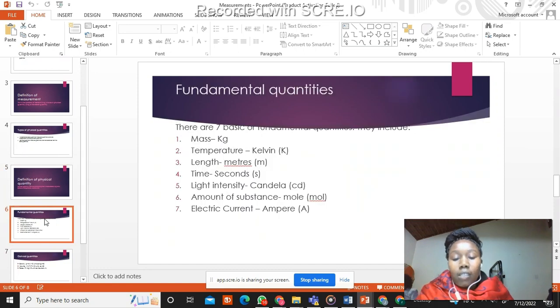We are going to look into fundamental quantities, and we have 7 basic fundamental quantities in our SI system. Now, the SI system refers to the units of measurement that are accepted worldwide. So we have 7 of them, and the first 3 important ones are mass, length, and time. So we know that mass is measured in kilograms, length is measured in meters.